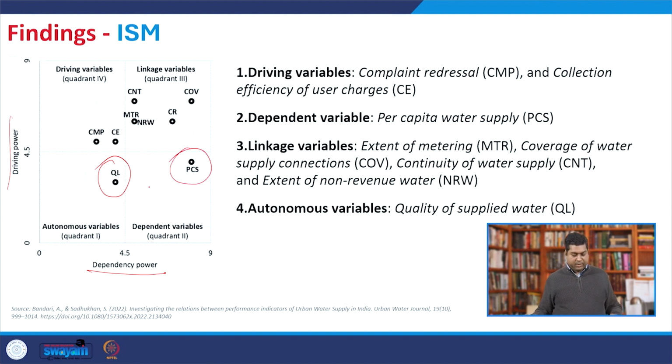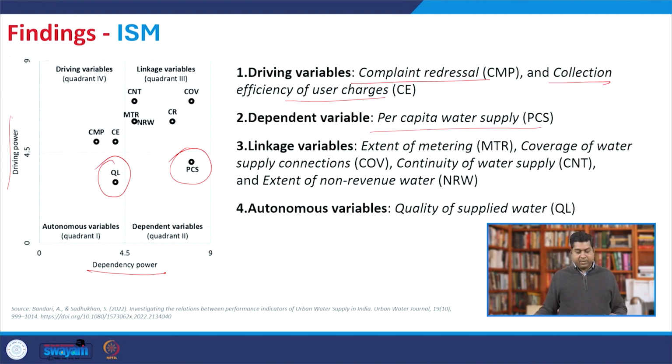PCS, which is per capita supply, is the dependent variable. Next we have another two, which are your driving variables. Here we have two. One is the complaint redressal, that is, how many complaints are addressed by the urban local bodies or the operators, and the collection efficiency of user charges. So, these are the different driving variables. Now, coming to the dependent variables, per capita supply is the dependent one, already shown here.